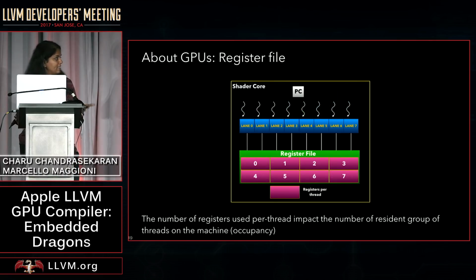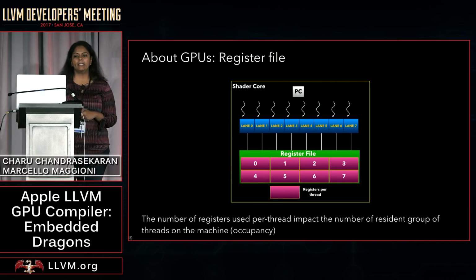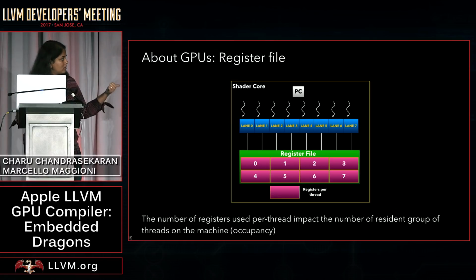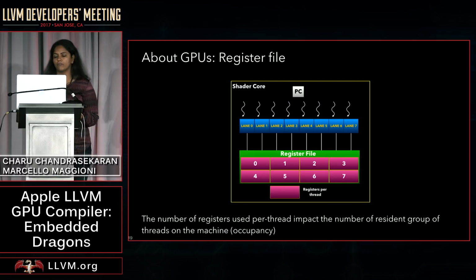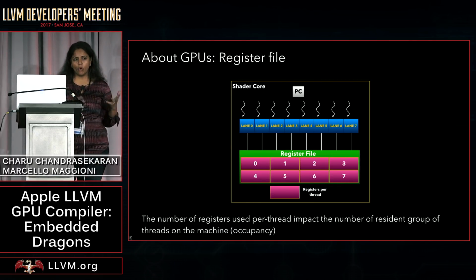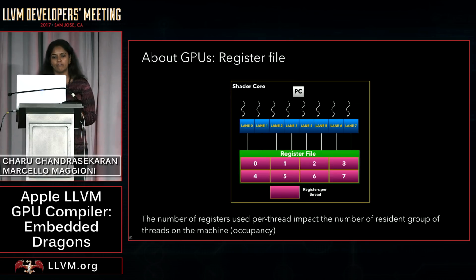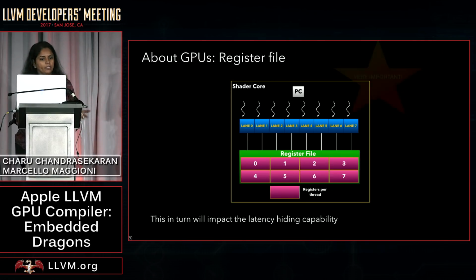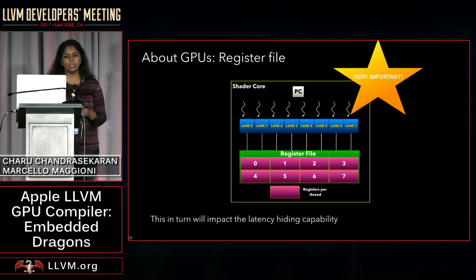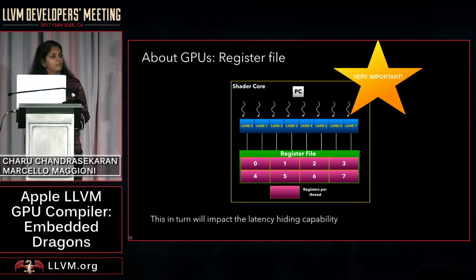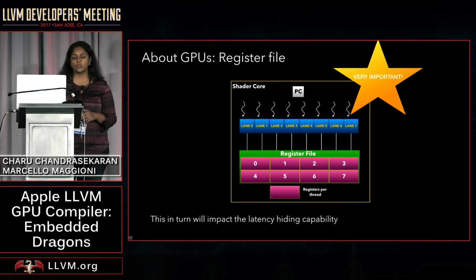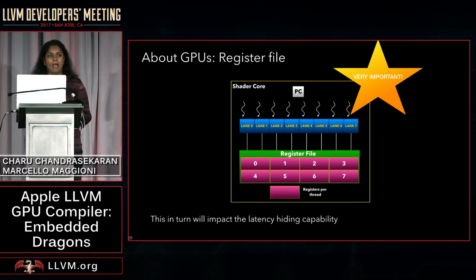If the register usage per thread increases, so you can see that the pink box has increased in size, then we have to decrease the number of threads that are resident on the GPU so that the registers for all the active threads can fit into the register file. The most important thing that we want to bring out here is that decreasing occupancy is going to impact latency hiding. You don't have multiple threads on each SIMD lane to context switch and hide latency. And if you can't hide latency, you're impacting performance.